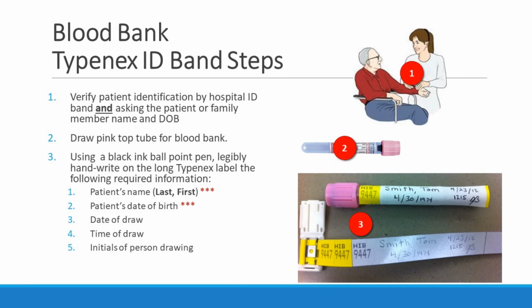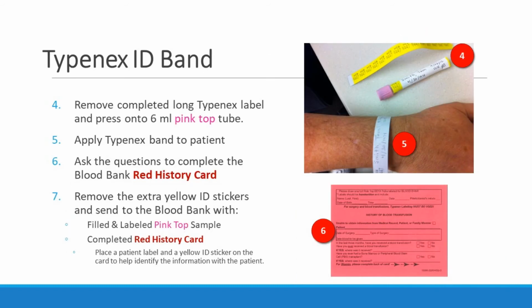So you draw a pink top, that potassium EDTA tube. The key here is to use a black ink ballpoint pen. Make sure that you're pressing hard enough, because you'll be taking that sticker off and you'll need to be able to read what you wrote underneath that sticker. That will be the patient's band that they keep on their arm. It does have to be written as last name, first name. A lot of people recommend just writing in all capital letters because it's clearer. So last name, first name, date of birth, legible, and then the date, time of draw, and the initials of the person drawing.